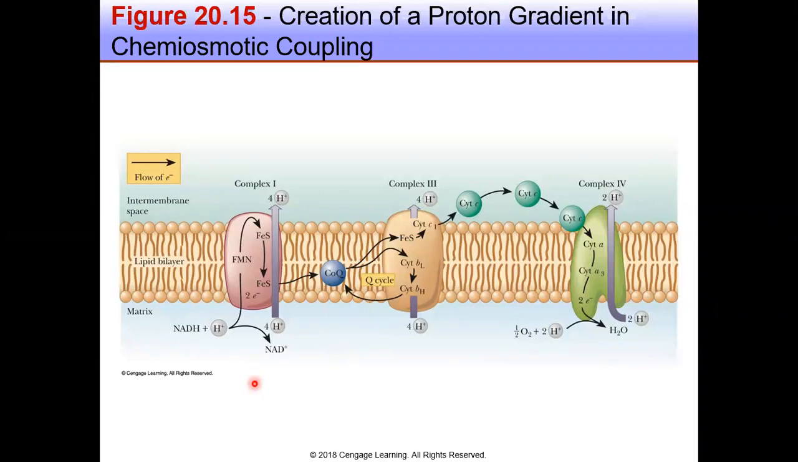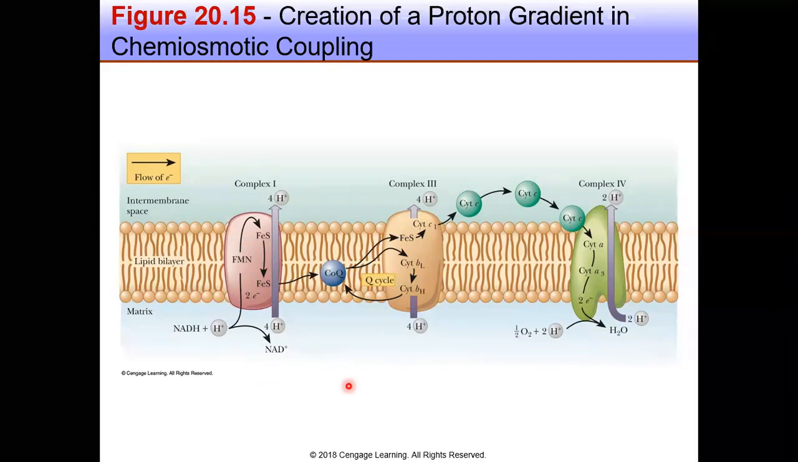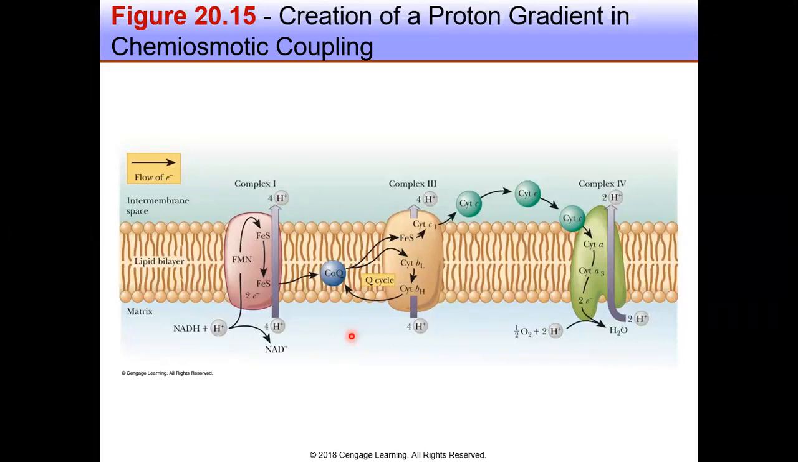Now, the way in which the proton gradient leads to the production of ATP depends on the ion channels through the inner mitochondrial membrane. These channels are a feature of the structure of ATP synthase. Protons flow back into the matrix through ion channels in the ATP synthase. The FO part of the protein is the proton channel.